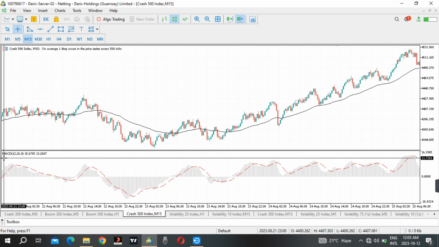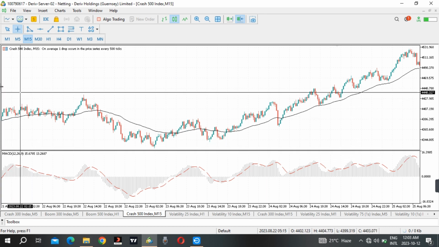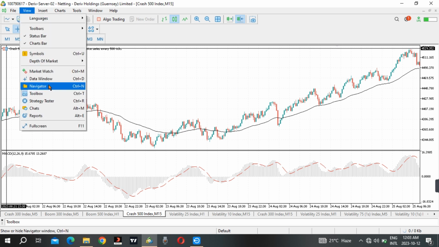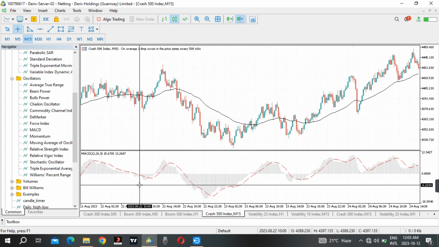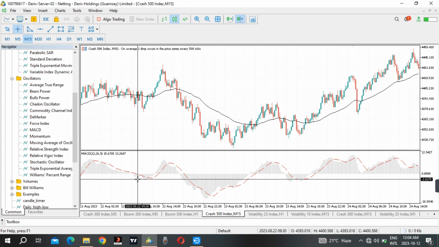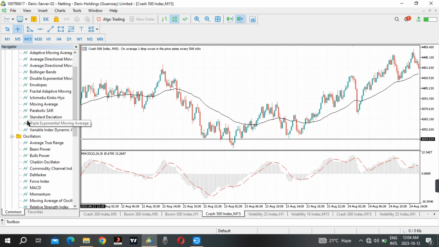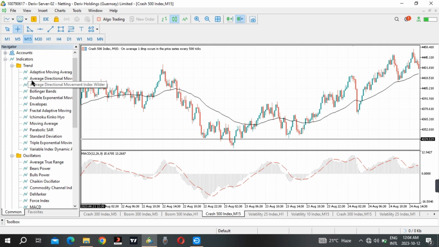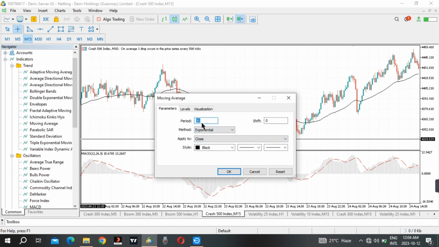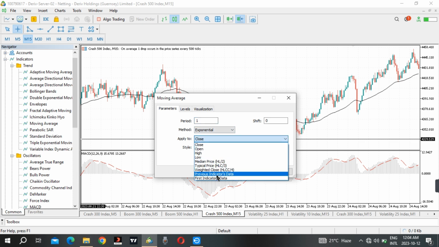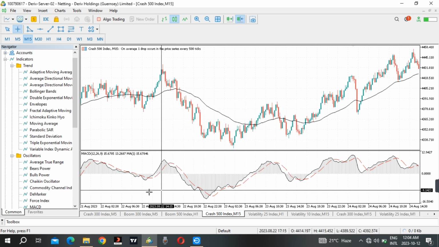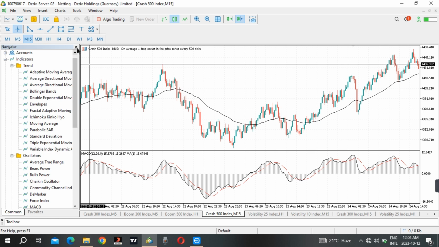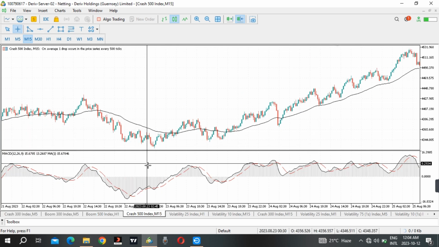The MACD is just the default settings, and I'm just going to add a moving average on this indicator window so that it looks a little bit easier for you guys to use. So right over here, let's look for the moving average. Okay, right over here, the moving average. We drag it over here. And for this moving average, we're going to be using a period of 1, exponential, applied to previous indicator data. Now this looks a little bit better. Now you can see your crossovers neatly.